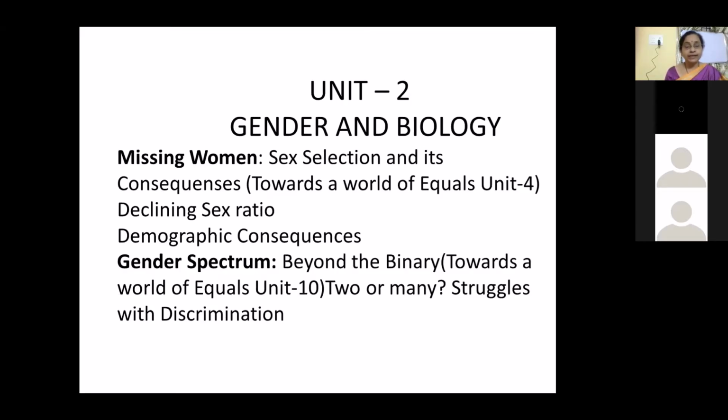Then we talk about declining sex ratio and demographic consequences, and the gender spectrum. Under the gender spectrum, we are going to talk about going beyond the binary. Again, your textbook, Towards a World of Equals, Unit 10. They want you to refer to Unit 10. Two or many. That means two is the prescribed gender identity. We know only about male and female. But there are many other gender identities which they want us to rethink and consider. Struggles with discrimination. What happens if there is a kind of imbalance between this binary or the two sexes, male and female?